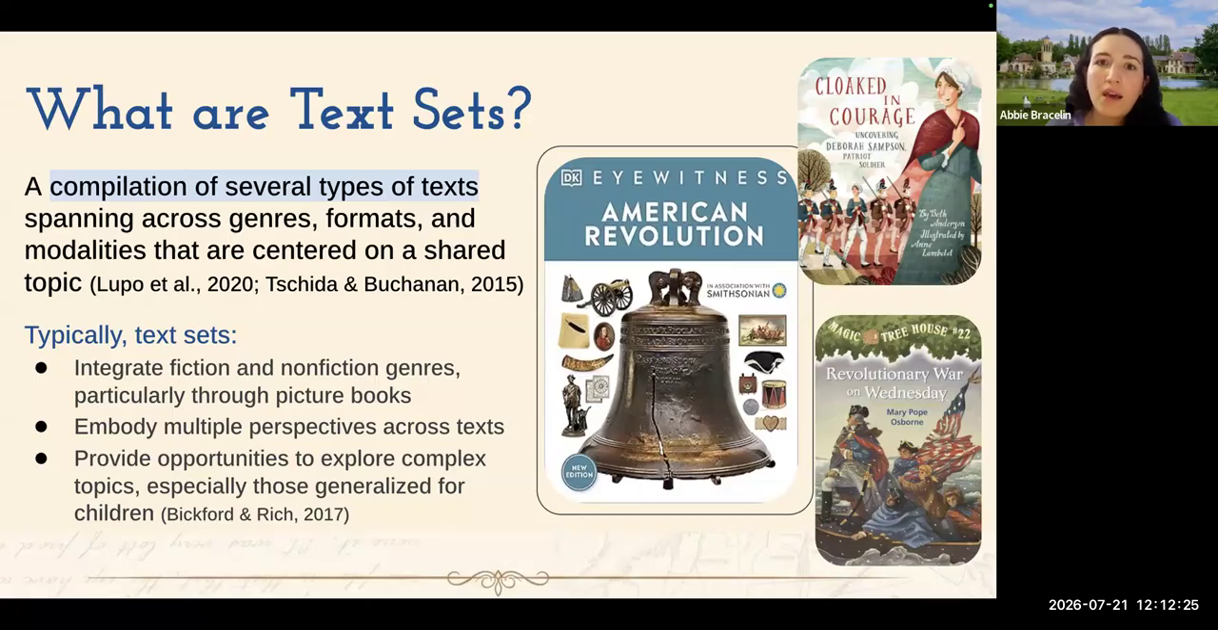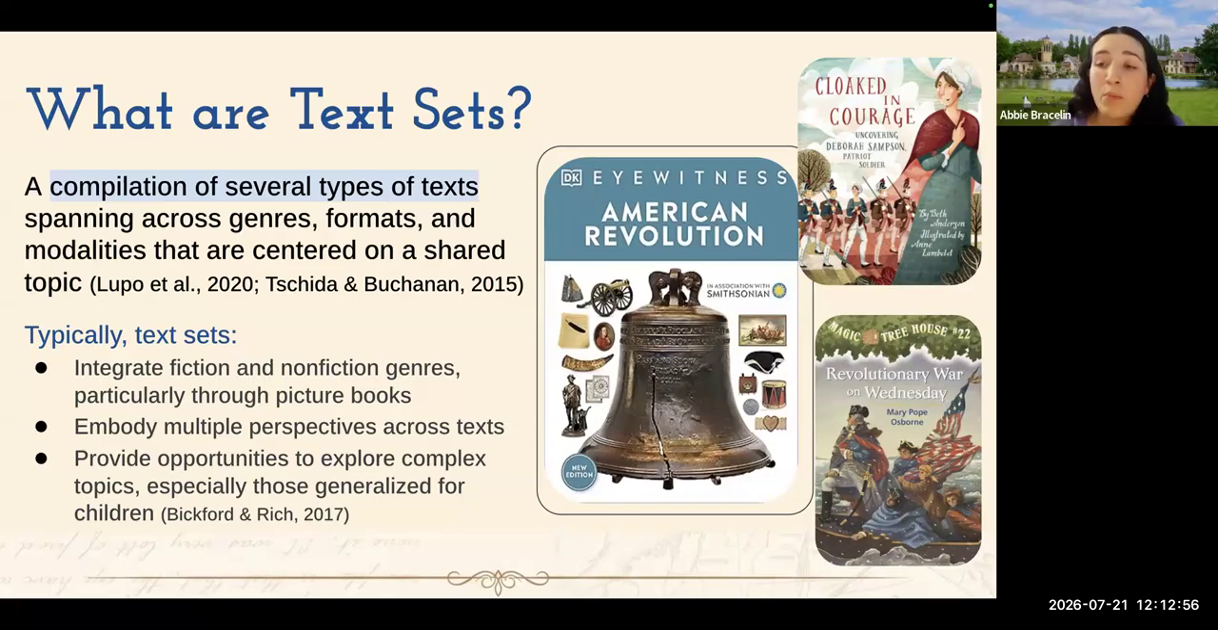A student who is only reading books from narrative perspectives, and historically younger students usually come across fiction books for the majority rather than nonfiction, doesn't get the opportunity to really grapple with text structures that are more nonfiction focused and expository. So we use text sets to help support that.